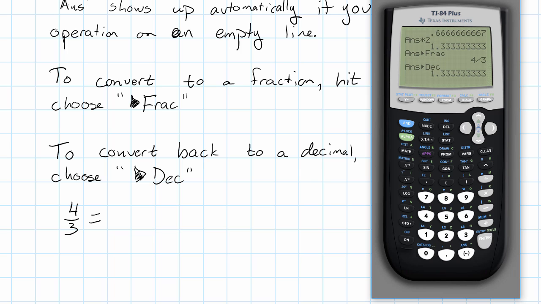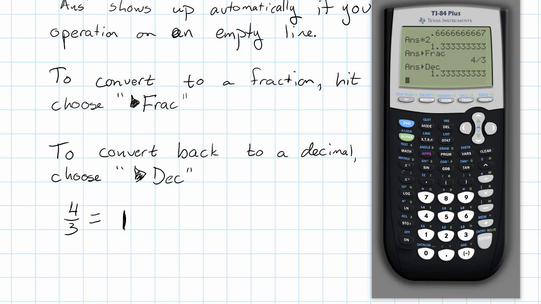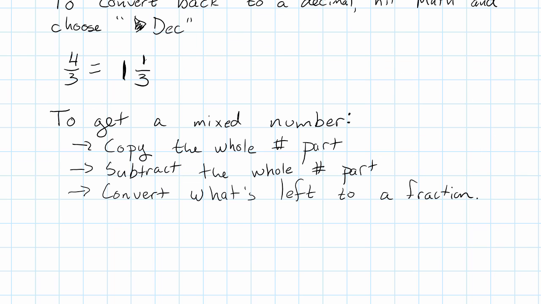The whole number part of the mixed number is the bit before the decimal point. In order to get a mixed number, we'll just subtract that off. Right, so I subtracted off the whole number part. I'm left with a decimal that's less than 1. And that's my fraction part. To get a mixed number, we copy out the whole number part, then we subtract that off, and we convert what's left to a fraction.